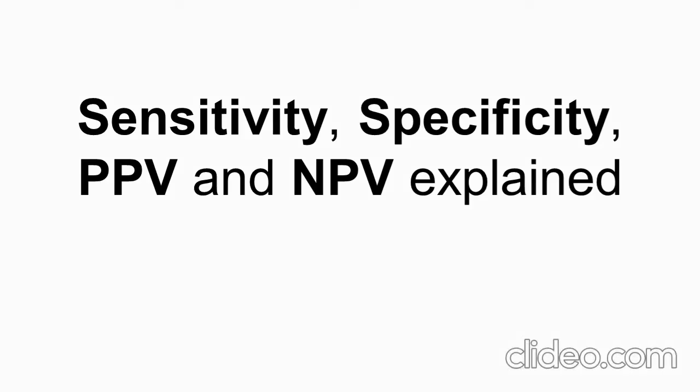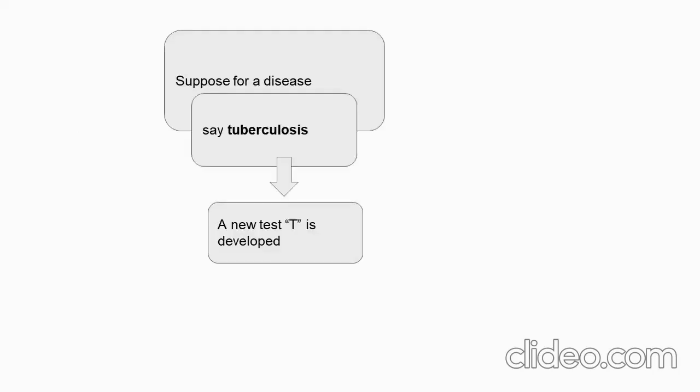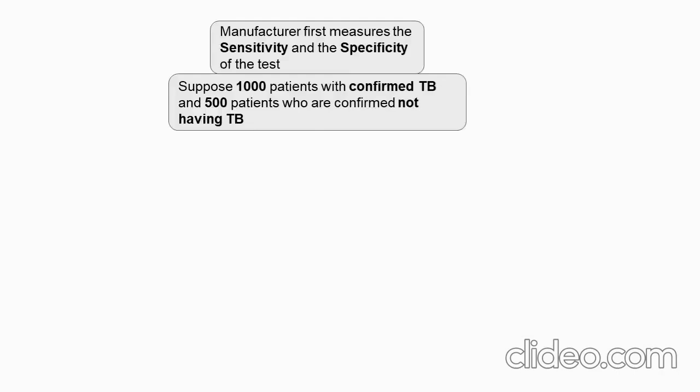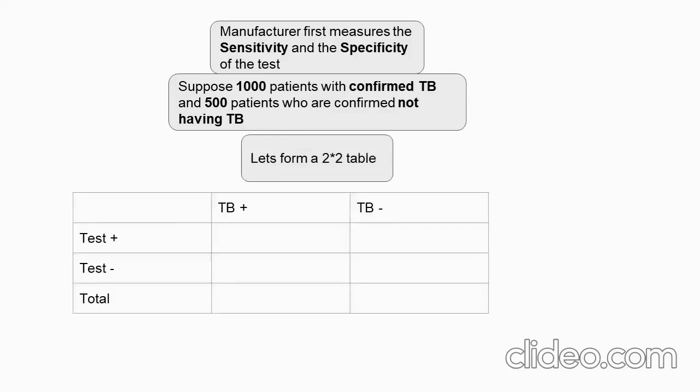Suppose for a disease, say tuberculosis, a new test, T, is developed. The manufacturer first measures the sensitivity and the specificity of the test. For that, they select, suppose, 1,000 patients confirmed of having tuberculosis and 500 patients confirmed of not having tuberculosis. The new test, T, is employed in all 1,500 patients.